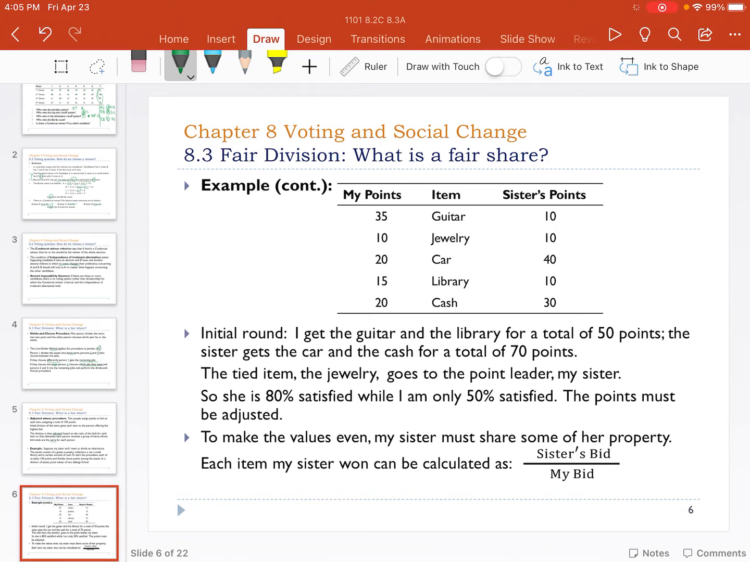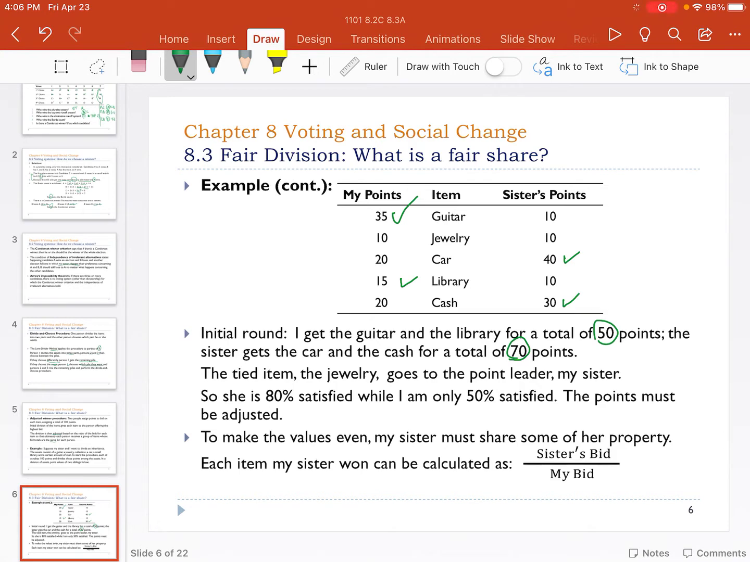So there's an initial round where I get the guitar because I bid on the guitar. Let me push this again. And the library, 15 to 10. Yep. Okay, and then the sister gets the car, 40 to 20. Sister gets the cash, 30 to 20. And then there's a tie. The jewelry is tied. And by the way, we can keep score now because I got 35 plus 15 points. That's 50 points. The sister got 40 plus 30 for a total of 70 points.